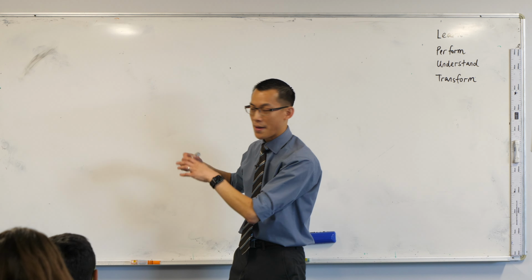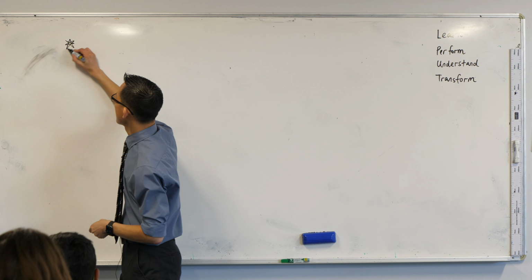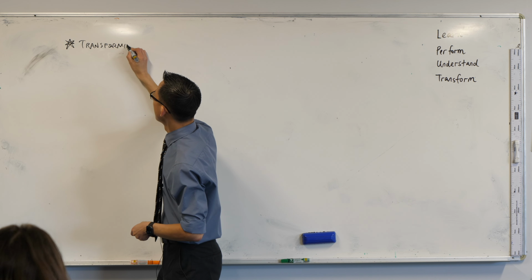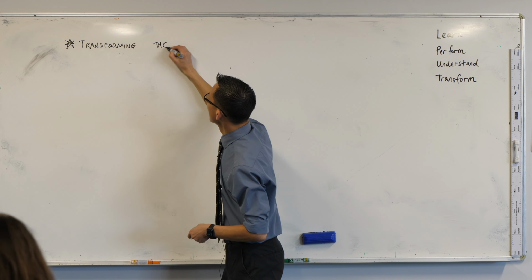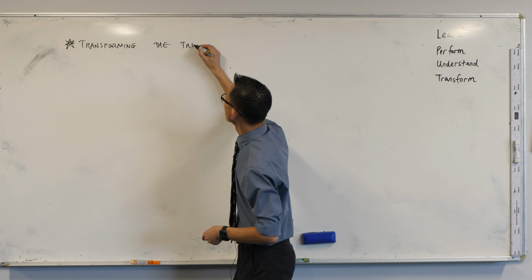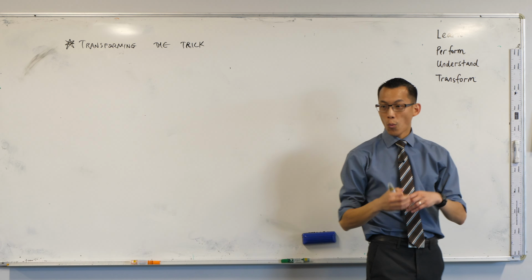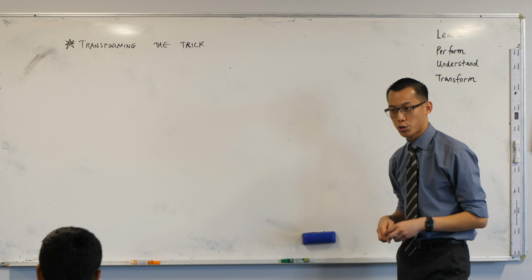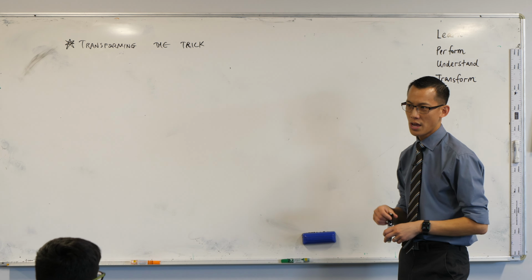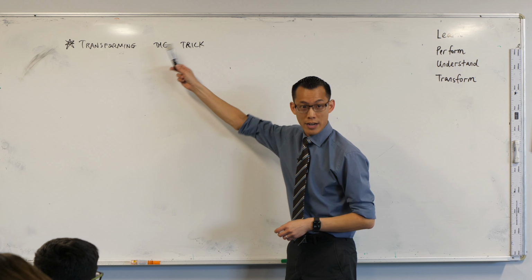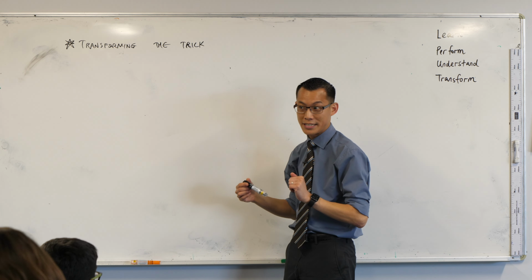If you want to make a subheading here, which is transforming the trick. Now, what we're going to do is, that's very messy, sorry about that. What we're going to do is use a mathematical tool, actually a series of mathematical tools that you've been learning over the last 2 years to change this trick, to transform it, right? And I wonder how many of you have worked out which trick it is.